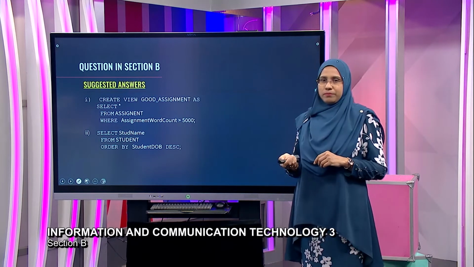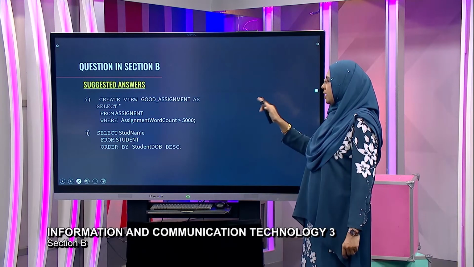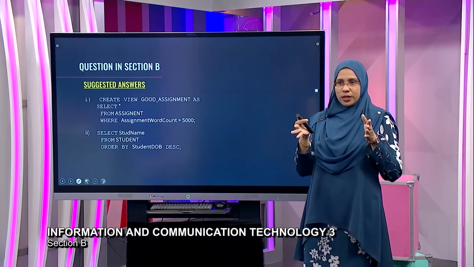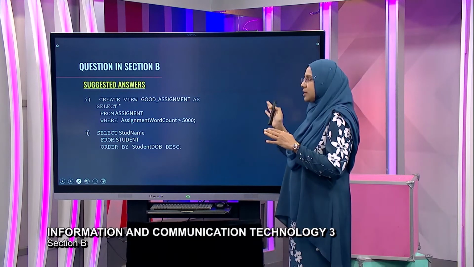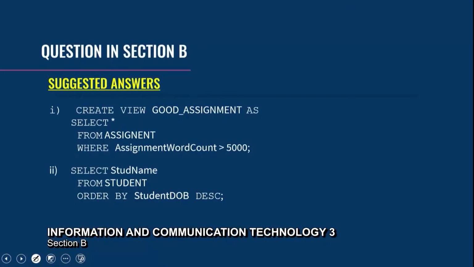The first one. Here I use a different font to show that that is the command. Create view is a reserved word, followed by good assignment, which is the name given in the question. And then AS is a reserved word. Next line, it's okay if you write it here, but it is neater if you write it on the next line. Select star stands for all, select all, because in the question they did not state which attributes to list. So we understood that it is select all.